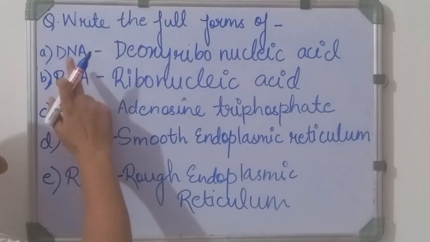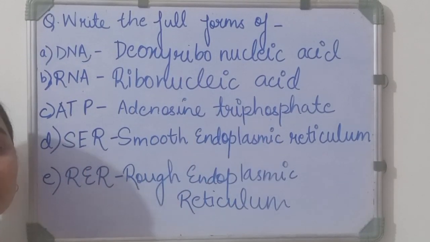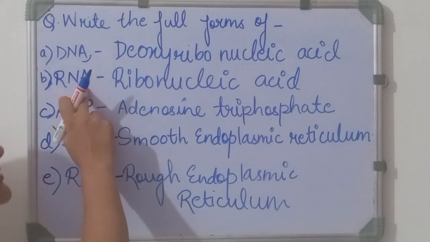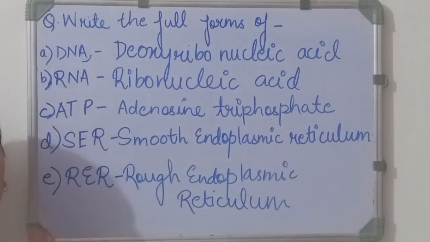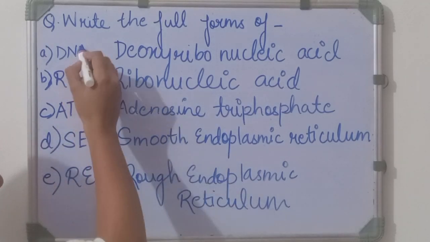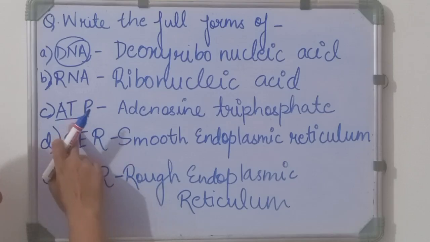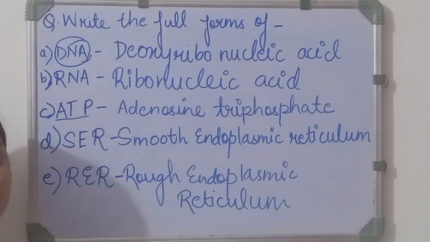Okay. So this DNA, deoxyribonucleic acid, it carries the genetic information from parents to the offspring. Now this RNA, it helps in the formation of proteins by using the information which is stored in the DNA. You will study about these processes in higher classes. Now next is ATP. ATP is the energy currency of the cell. All the work is being performed with the help of this ATP only.